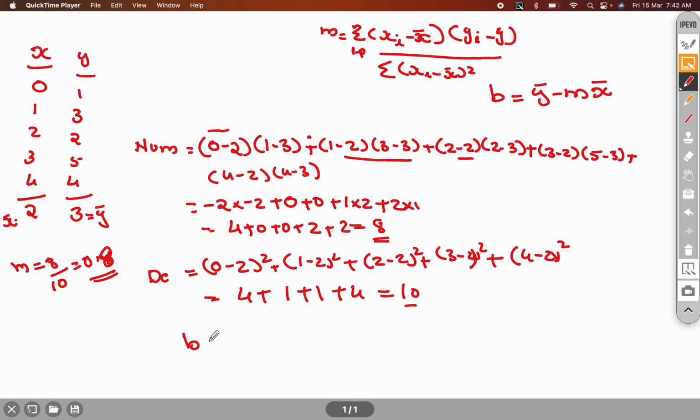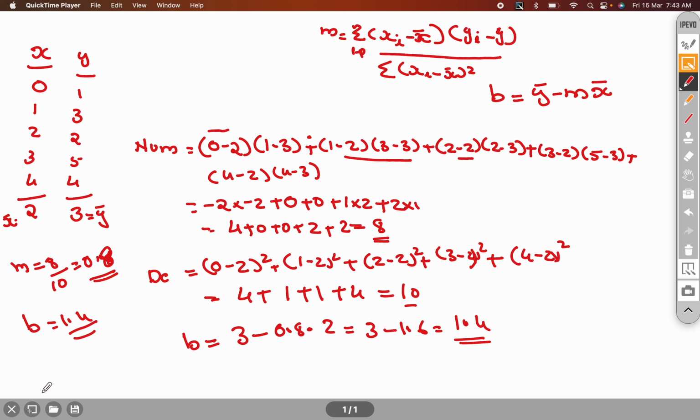So here we can say that b is equal to, we know that y bar is 3, right? And we have our m is 0.8, and our x bar is equal to 2, which is equal to 3 minus 1.6, which is equal to 1.4. So here we have our b, which is equal to 1.4. Okay, so we are able to figure out m and b.